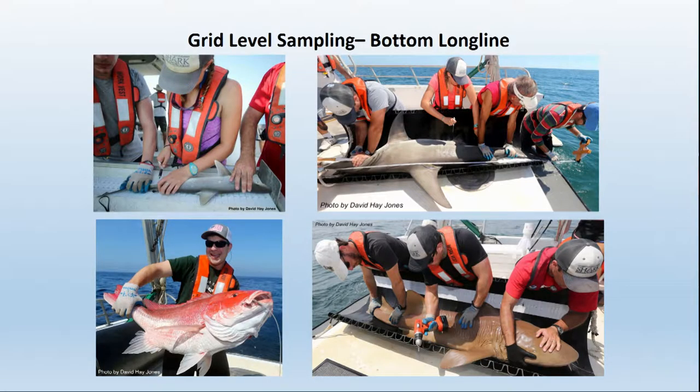So the next step would be grid level sampling. So we're going to set out a bottom long line set, specifically intended to target larger predatory species, as well as the larger cohorts of the red snapper population, such as this one pictured here on the left. So that's a happy guy right there. Big fish, lots of happiness.